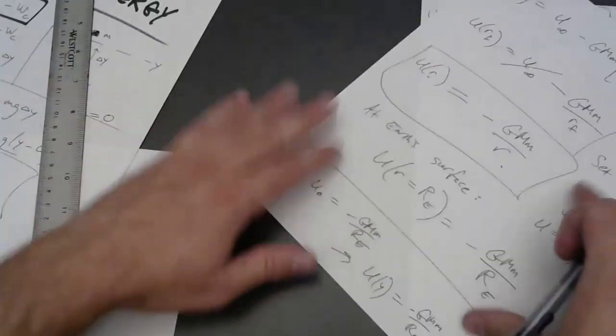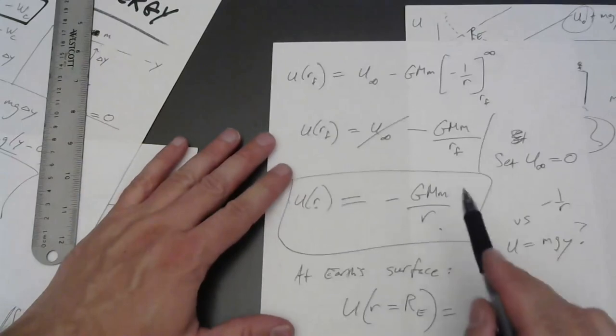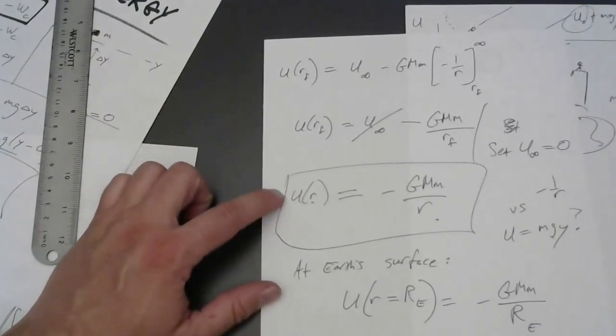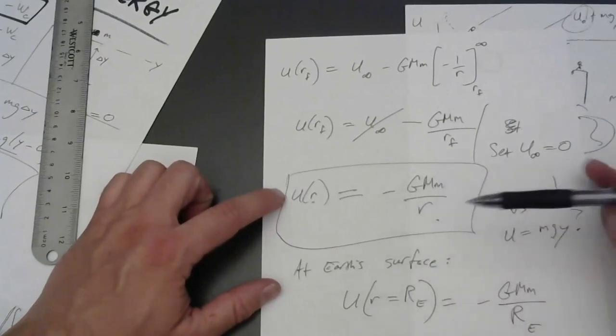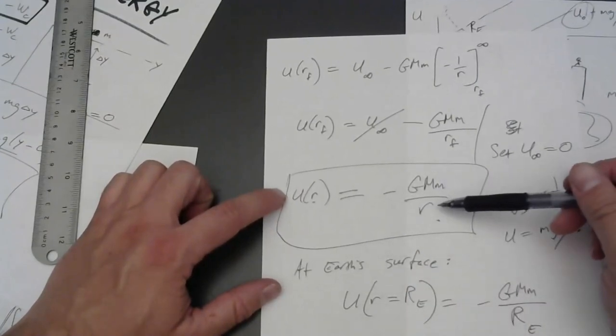Okay. So this is our new and improved formula, negative GMm over R. Now, it's a lot like Newton's universal law of gravity. Is it not? You've got a big G, product of the masses, but the main difference is it's R to the first power, not R to the second power.